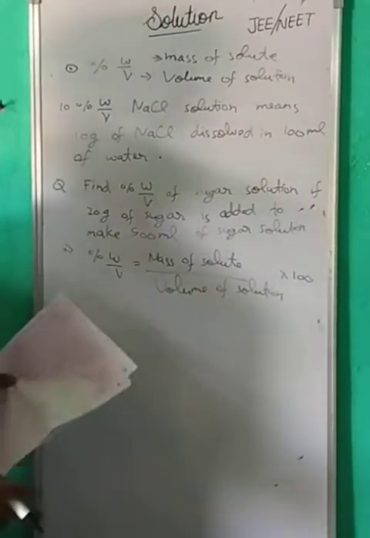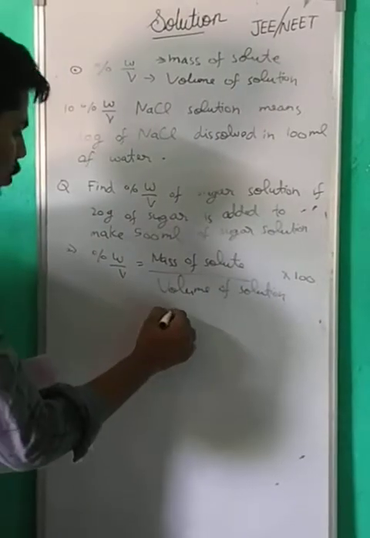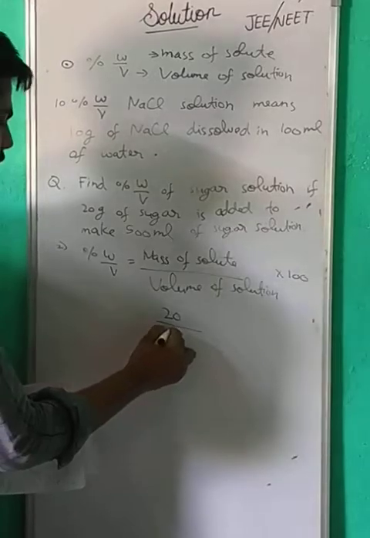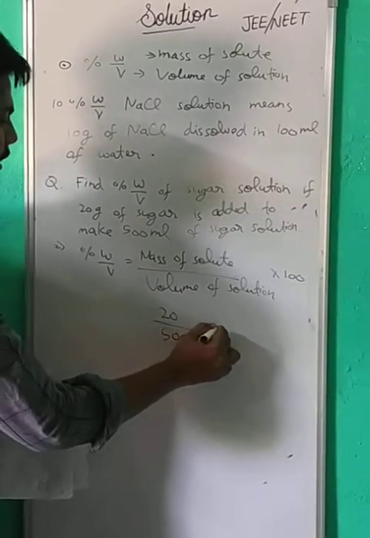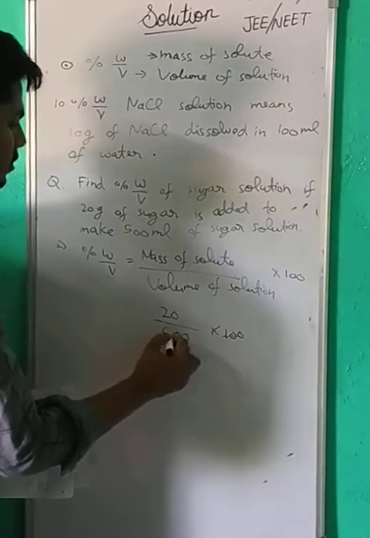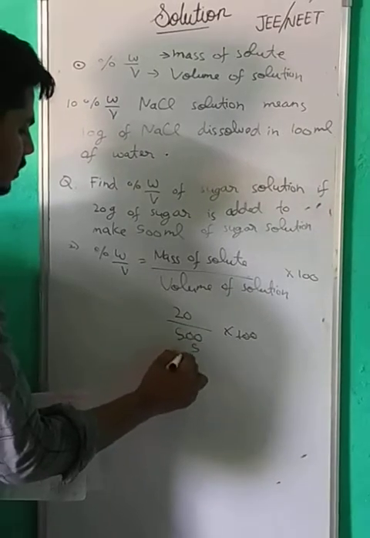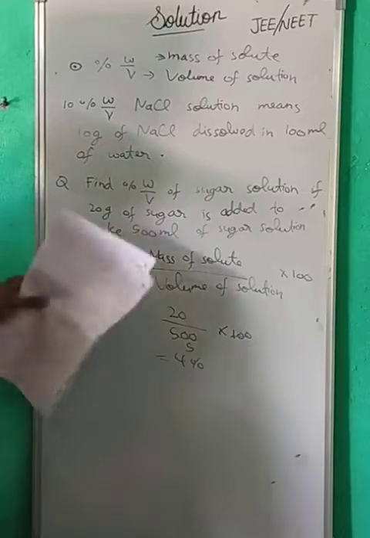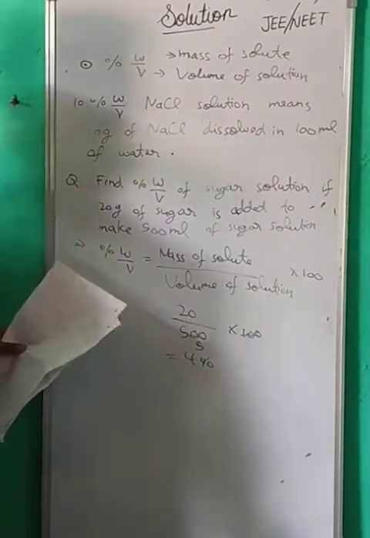Okay, what is given to us here for sugar solution? How many gram of sugar we have? We are having 20 gram. Upon volume of solution we have 500 ml into 100. So just cancel it out. Answer will be 4% weight by volume. This is the simple sum based on percentage weight by volume.